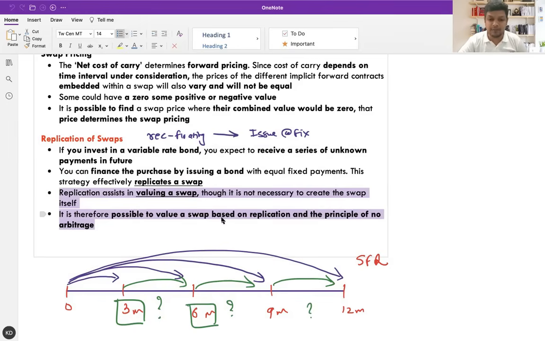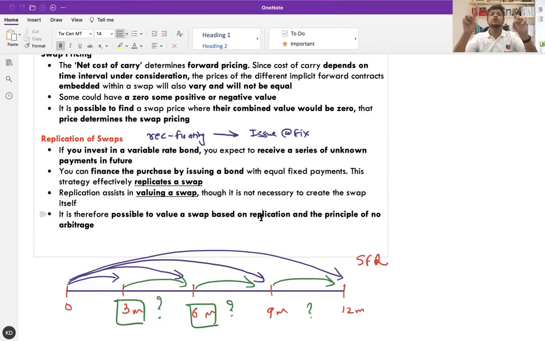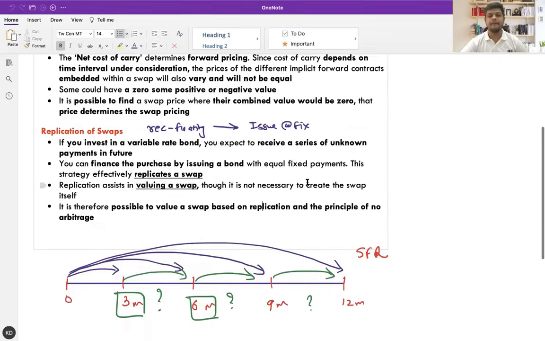It is therefore possible to value a swap based on the replication and the principles of no arbitrage, which means the entire world is doing this. Whatever is the fixed rate against those future uncertain interest rates of LIBOR or any reference rate, that is called the swap fixed rate. It's not easy, but it's not impossible to determine what should be the swap fixed rate at which you and I will agree. Is that clear? Yes.